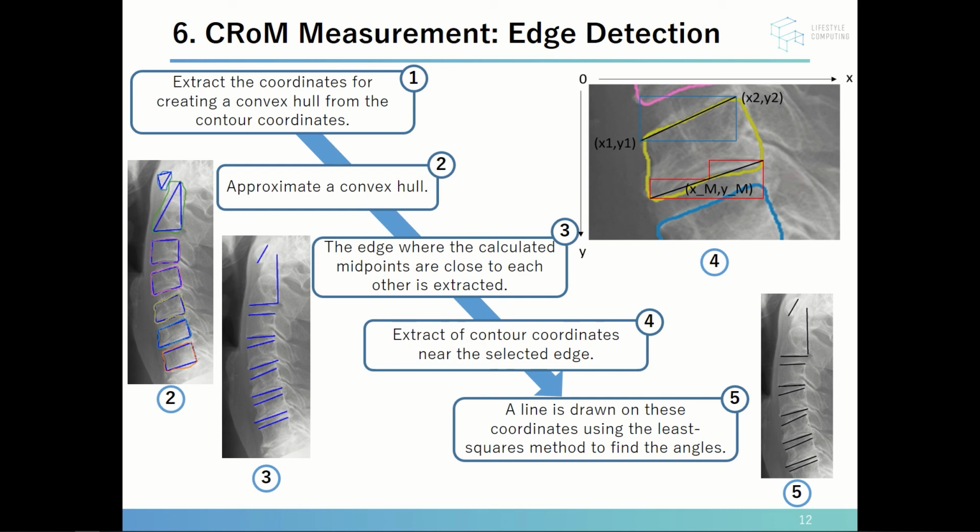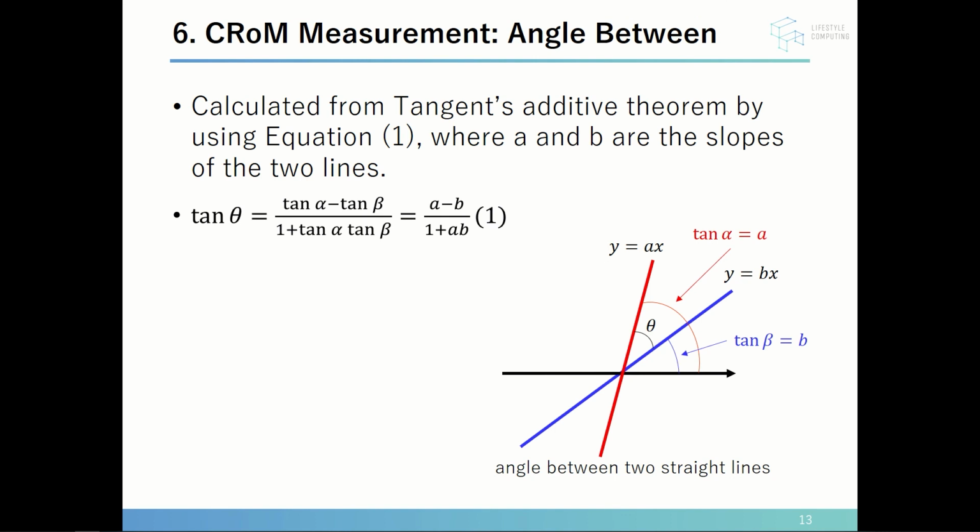So step 4, we extract the contour coordinates near the selected edge in the approximate polygon. Final step, a line is drawn. These coordinates use the least squares method to find the edge between them. The angle between the two lines is calculated from the tangent addition theorem by using equation 1, where A and B are the slopes of the two lines.